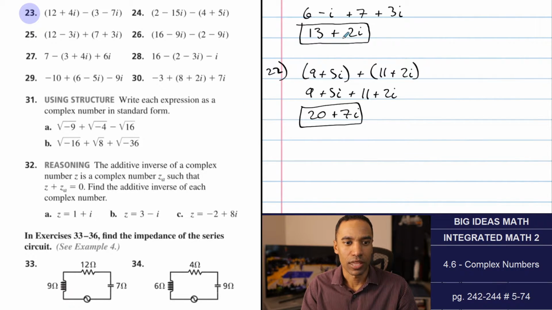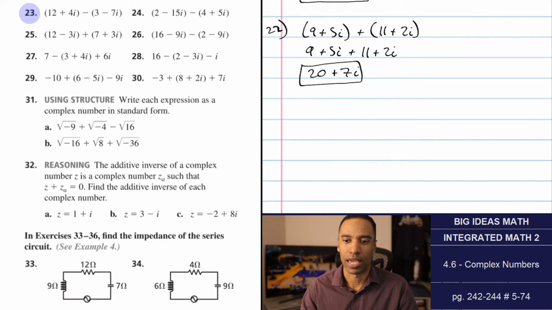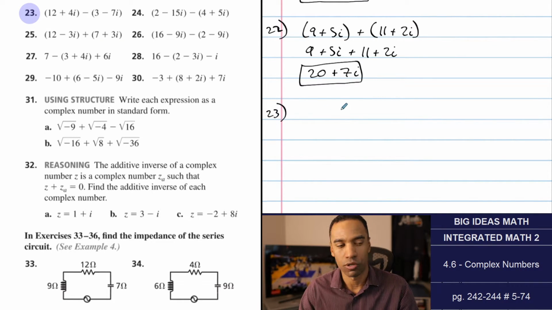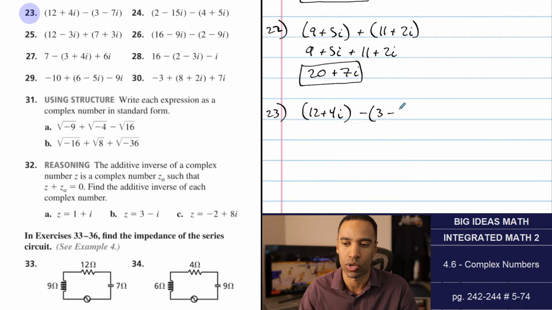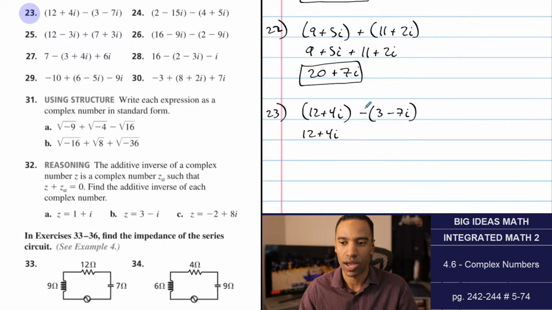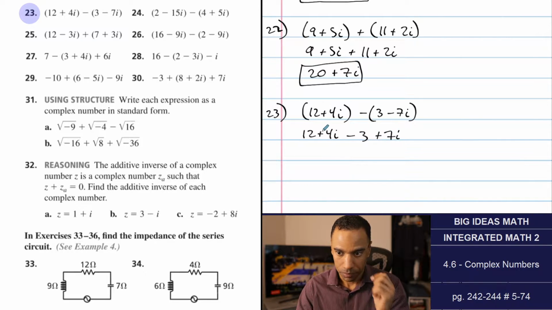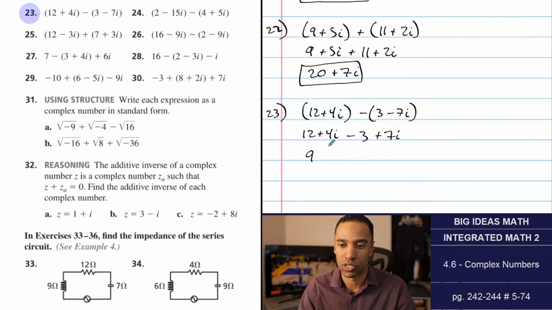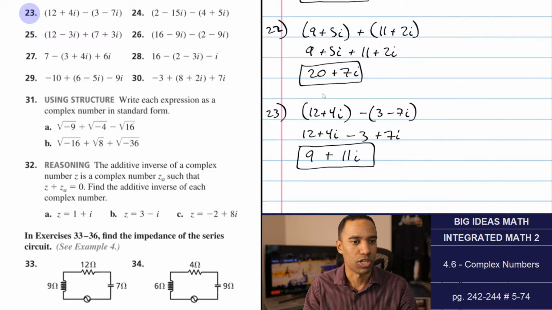We have a few of these, and I think they're just going to be, I mean, again, if you're okay with combining like terms in any other general sense, this is just the same. Now, these are subtraction, and just like we would do before, I am going to rewrite this without parentheses, but by distributing the negative. So this 12 plus 4i remains without parentheses or otherwise. Now I distribute this negative, and I'll have negative 3 minus negative 7i is plus 7i. And then we just combine. 12 minus 3 is 9, and 4i plus 7i is 11i. There you go.